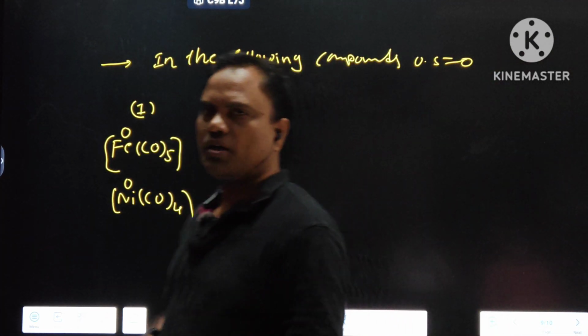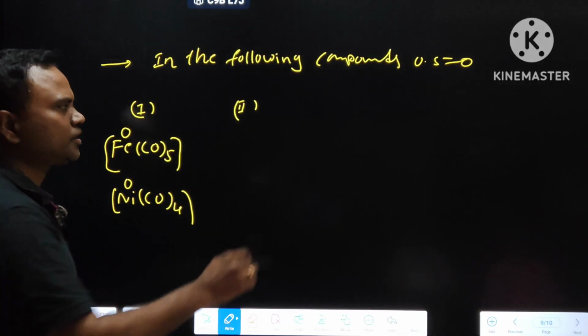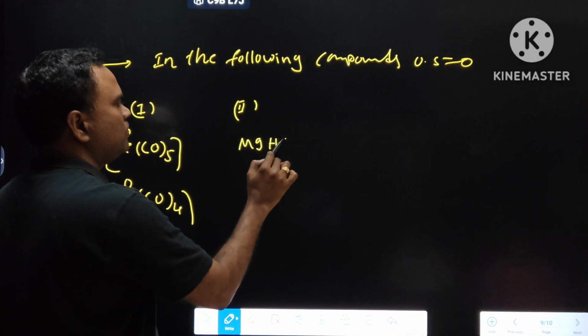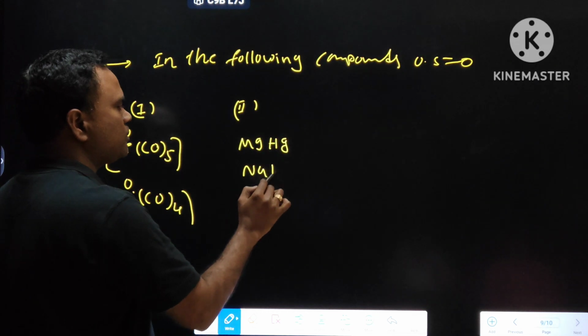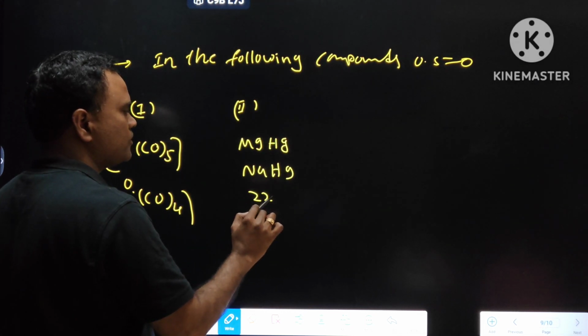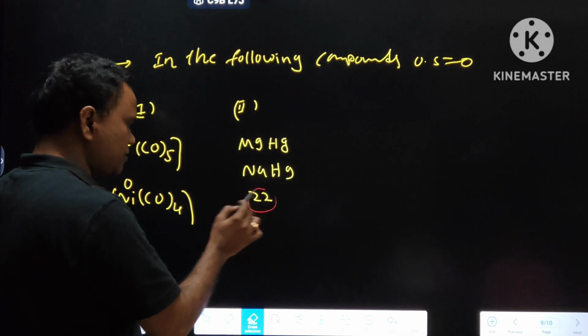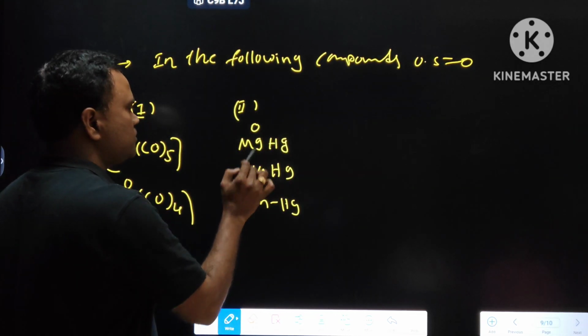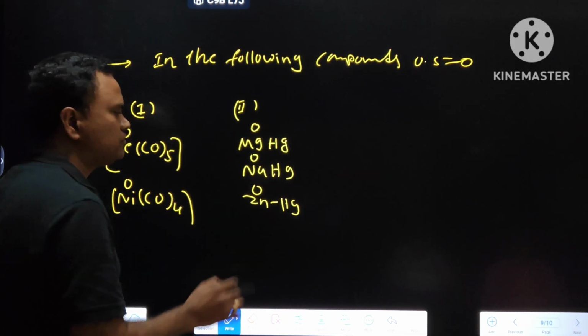Next, second one, amalgams. What is an amalgam? Any metal in combination with mercury. Magnesium amalgam, sodium amalgam, zinc amalgam. In amalgams, oxidation state is 0, 0, 0.